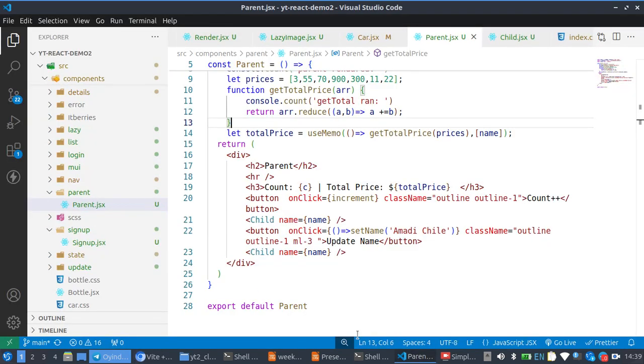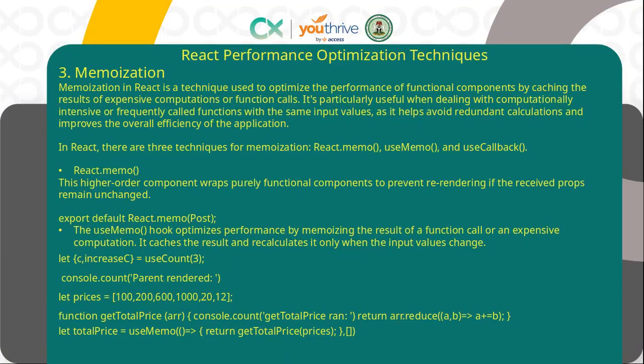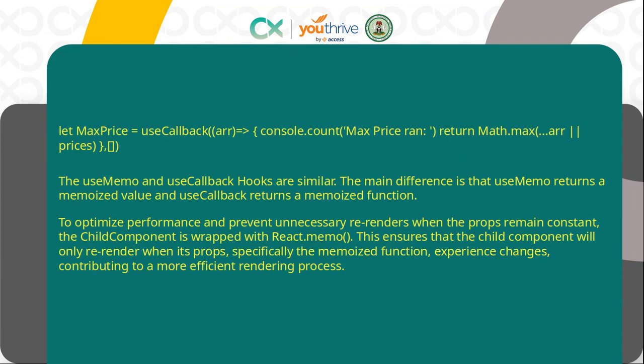Now the last one that I want to learn about is the useCallback. Now the useMemo and the useCallback hooks are similar. The main difference is that useMemo returns a memoized value and useCallback returns a memoized function.